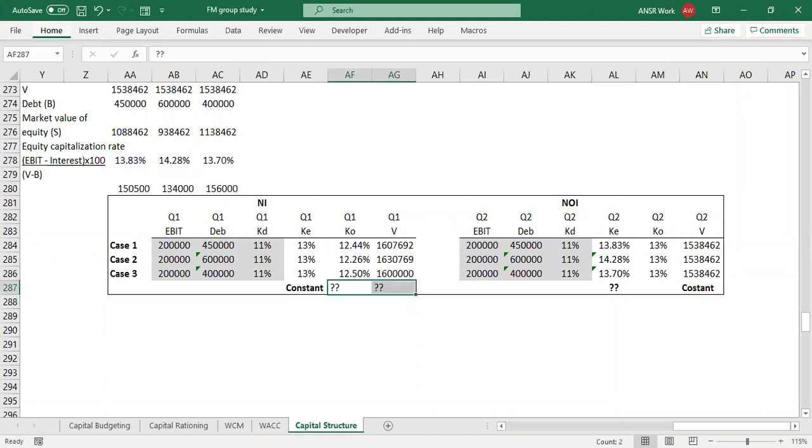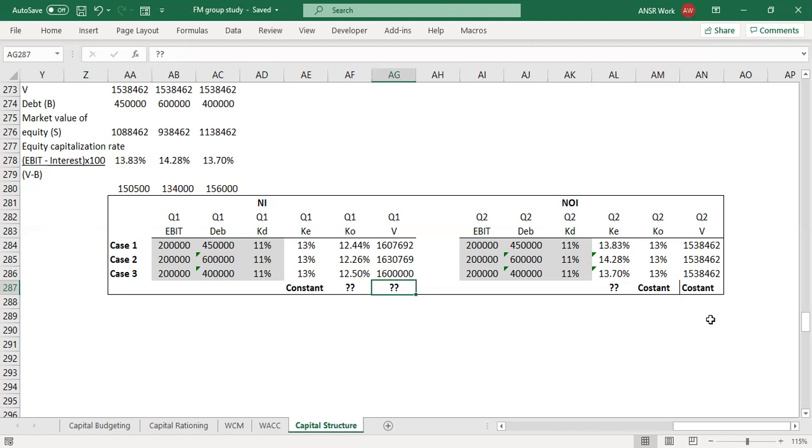Now in the second case, overall cost of capital is also constant. Value of the company is also constant. The only thing that is changing is cost of equity. However, in the first question, cost of equity is constant and the rest of the two values are changing. Joshi, Anvesa, you got the constant and changing part, right? Yes. Awesome.